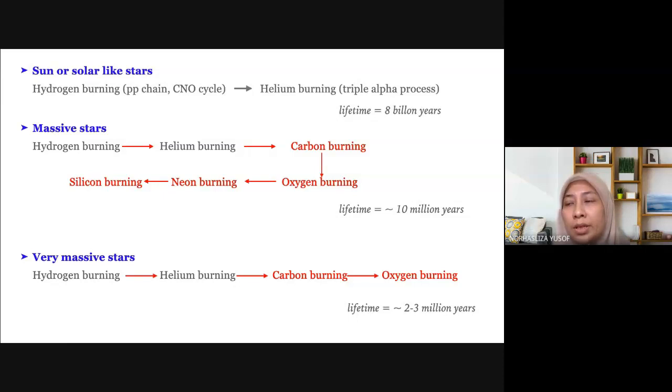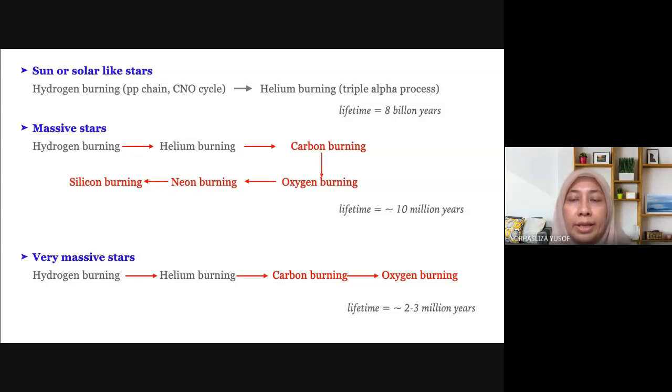A burning stage means the process where hydrogen fuses to produce helium. Then the helium fuses again with the elements to produce carbon, and it moves on until it produces what we call a silicon core. So from carbon, oxygen, neon to silicon, each is one burning stage. Why does this happen? Because a massive star has a higher temperature and density. So the nuclear reaction that occurs in the interior of the star is much longer and more complicated.